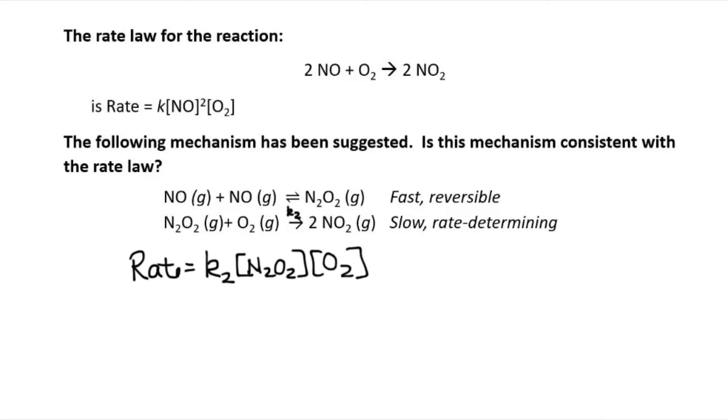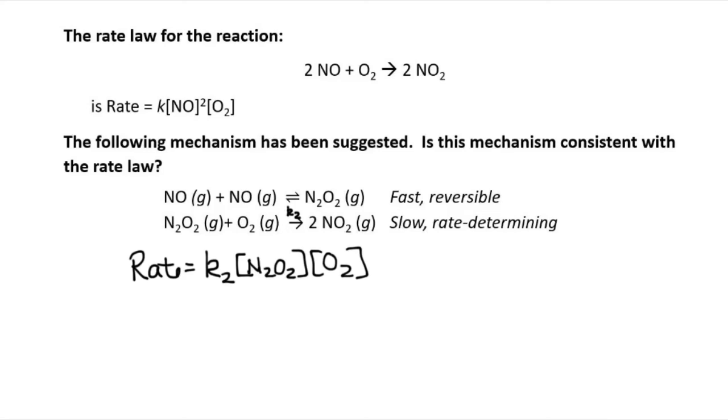We can't stop there because we have an intermediate in our rate law. We don't want an intermediate in our rate law because we can't control the concentration of an intermediate when we set up our experiments. We want to compare our experiments to the reactants because if you imagine we're in the lab making solutions, the reactant concentrations are the things that we can control and measure. So we need to replace this N2O2. We're going to use the first step to do that.